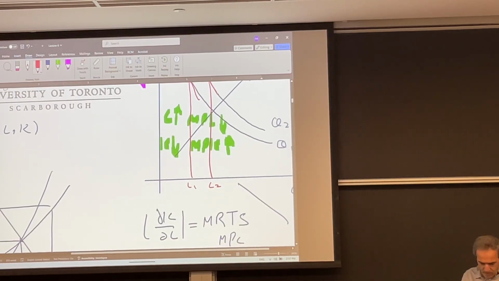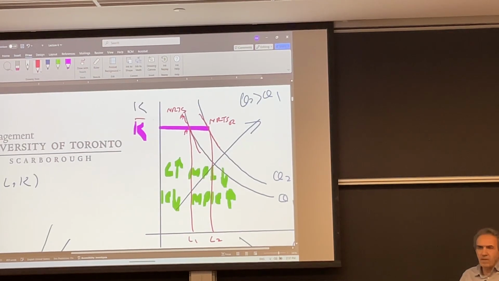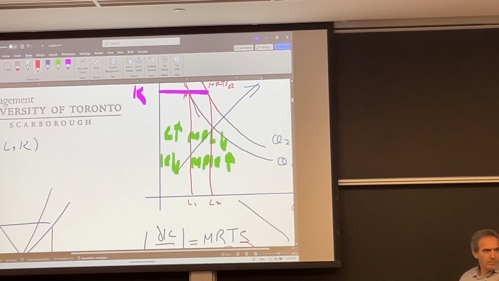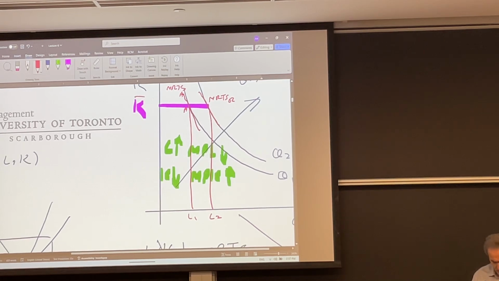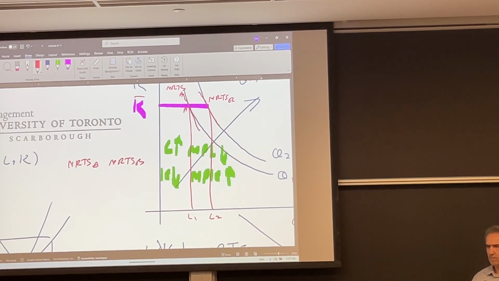Knowing that MRTS is actually this ratio of MPL to MPK, MRTS tells you how productive the labor is relative to capital. A high MRTS means labor is really productive, low means not so much. So what's the relation between MRTS at A and MRTS at B? Which one is higher, which one is lower, or are they probably equal? What do you expect the relation to be?